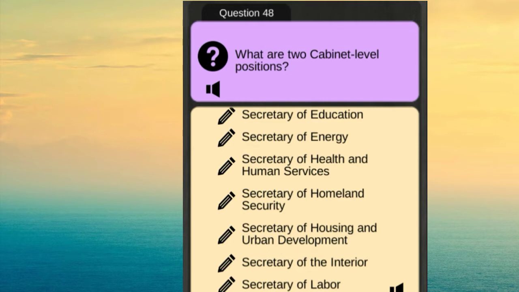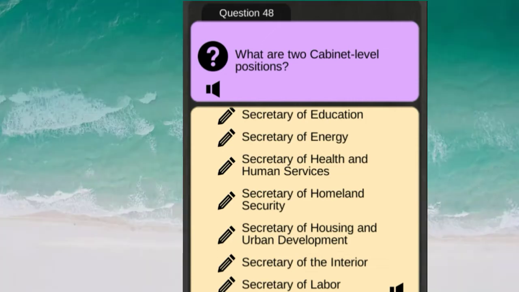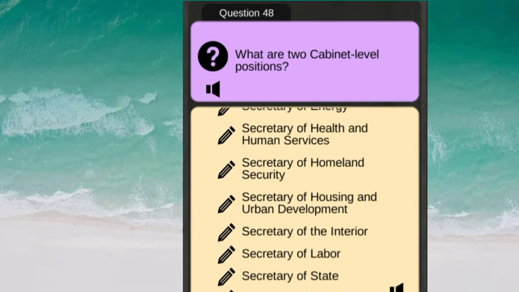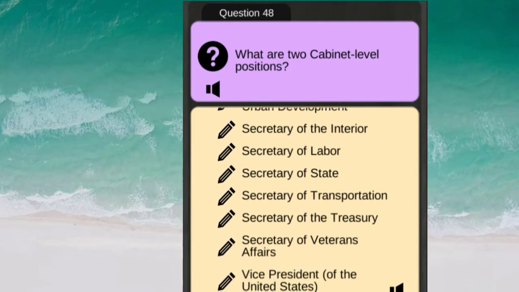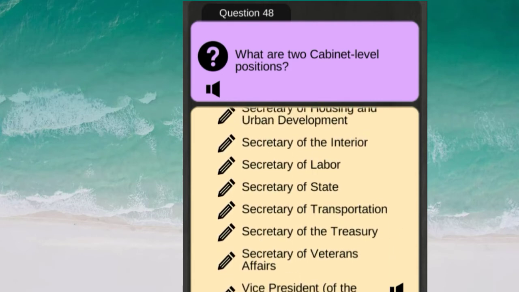Secretary of Homeland Security. Secretary of Housing and Urban Development. Secretary of the Interior. Secretary of Labor. Secretary of State. Secretary of Transportation. Secretary of the Treasury. Secretary of Veterans Affairs. Vice President of the United States.